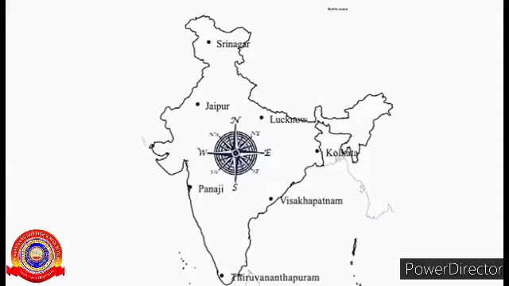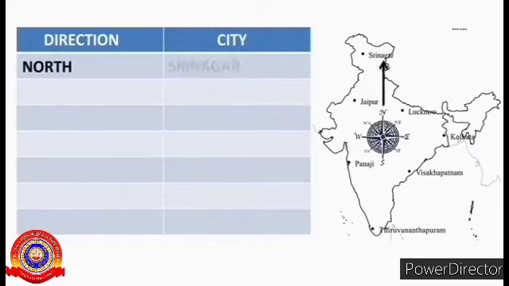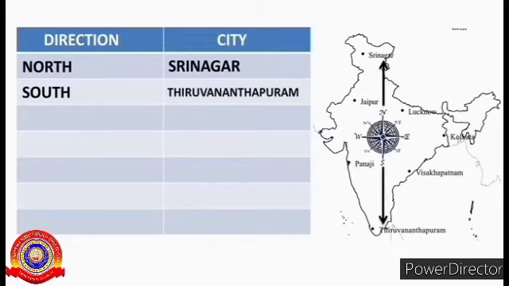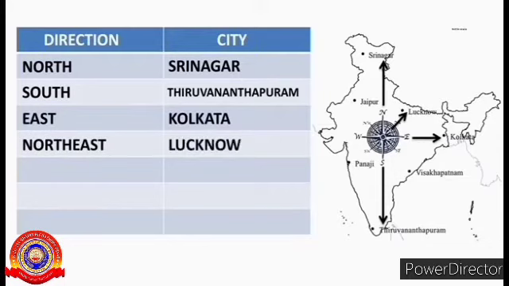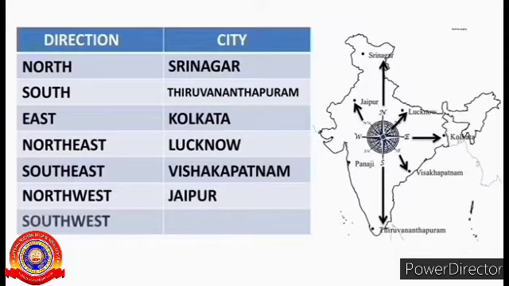So, now let's check your answers. Direction and city. North, Srinagar. South, Thiruvananthapuram. East, Kolkata. Northeast, Lucknow. Southeast, Visakhapatnam. Northwest, Jaipur. Southwest, Panaji.